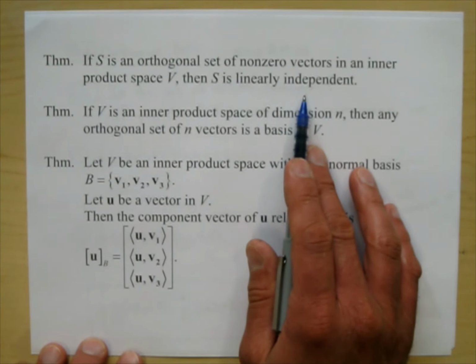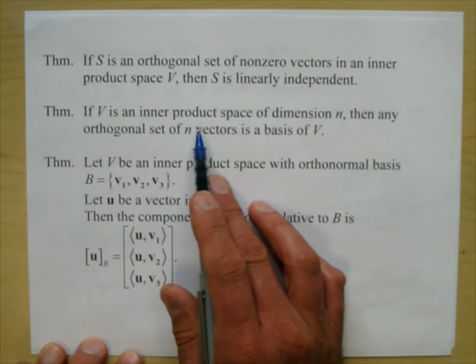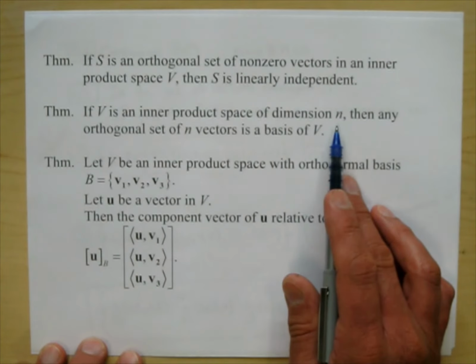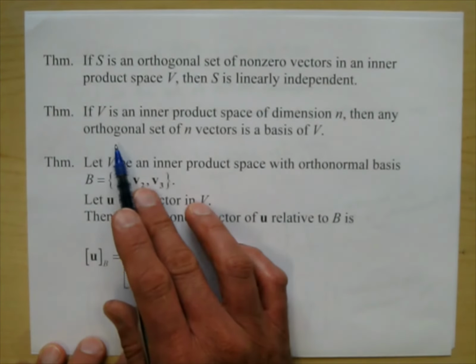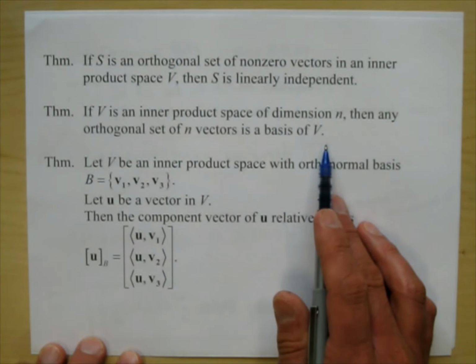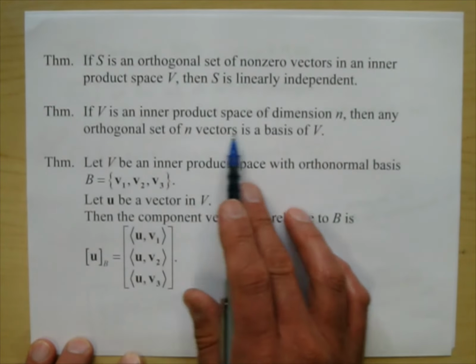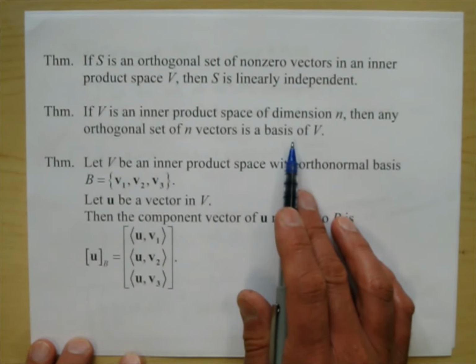Now some of you are like, well, I don't really care about that theorem. That's alright, you don't have to care. Next theorem. If V is an inner product space with dimension n, then any orthogonal set of n vectors is a basis. Okay? You probably used the last theorem to prove this theorem. We're not doing proofs of theorems in here.